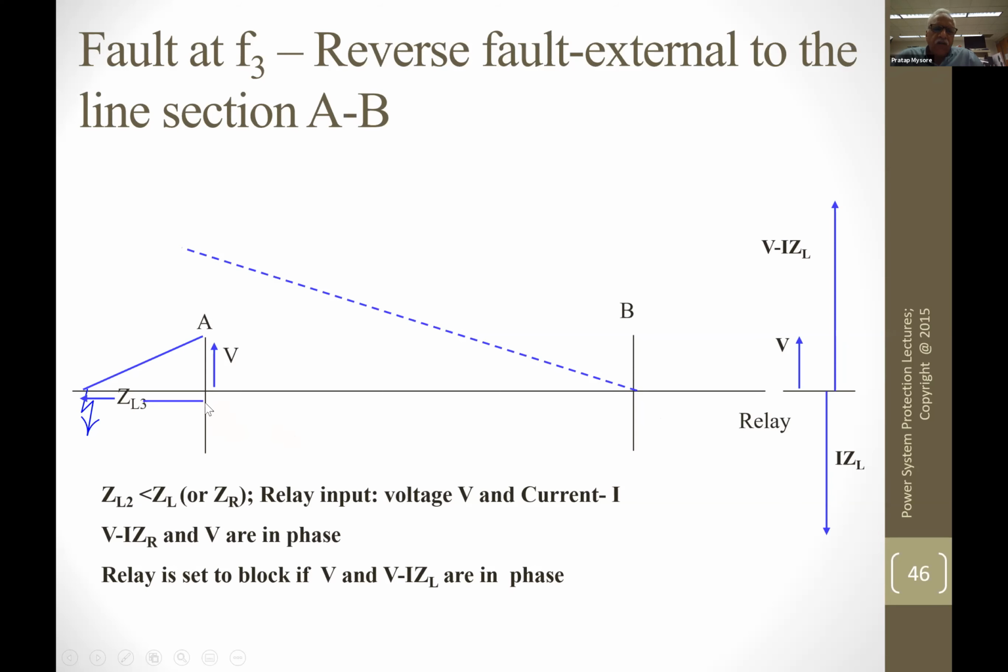But if the fault is in between A and B sections, then these two quantities, V and V minus IZL, are 180 degrees out of phase. So the trip criterion is when they are out of phase, you trip it. When they are in phase, you block it. This is the basic concept of all the distance relays that have been developed.